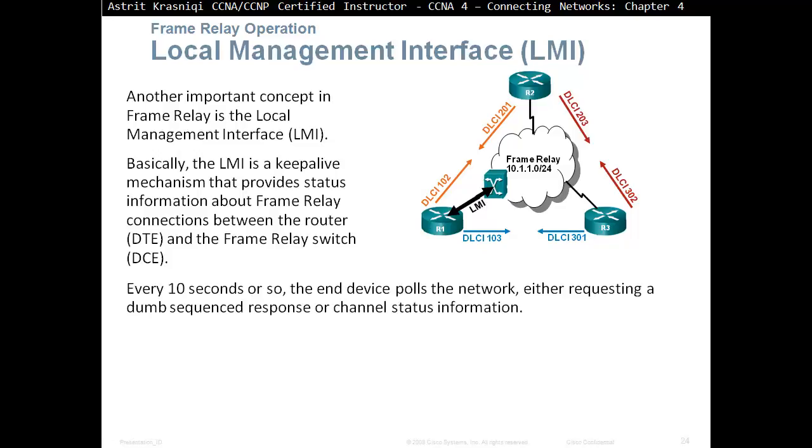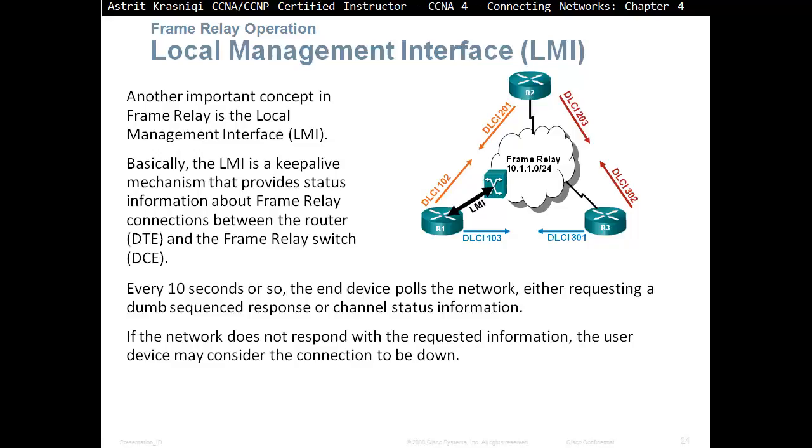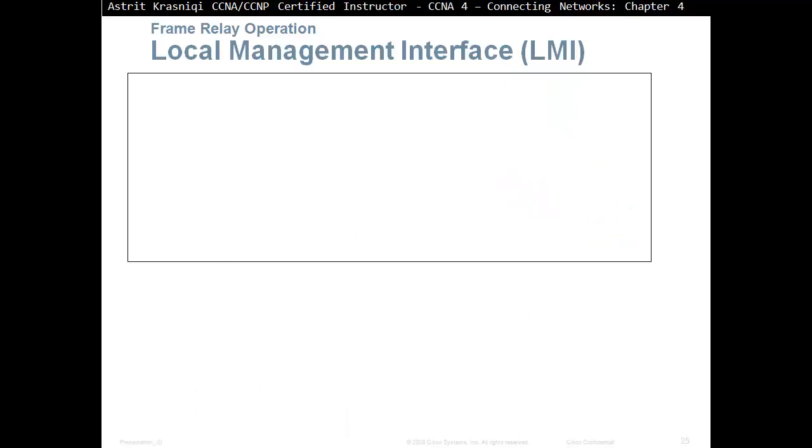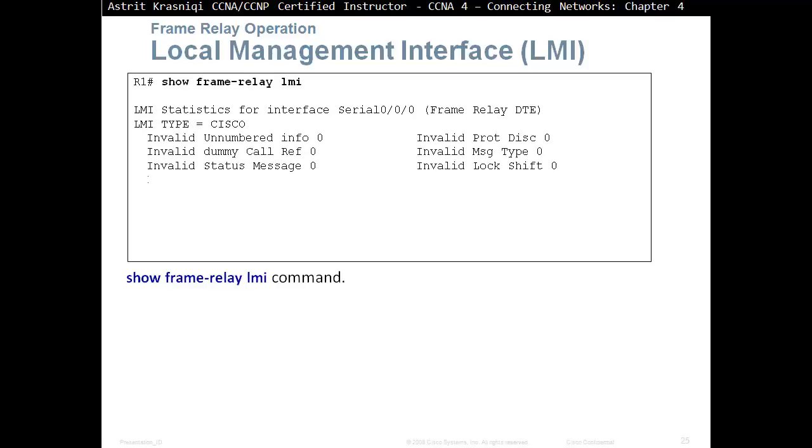Every 10 seconds or so, the end device, your router, polls the network. Either they request a keepalive sequence response, just making sure that you're still there, or the full channel status information. If the network does not respond with the requested information, the user device may consider the connection to be down. When the network responds with a full status response, it includes status information about the DLCIs that are allocated to that line. The end device can use this information to determine whether the logical connections are able to pass data.